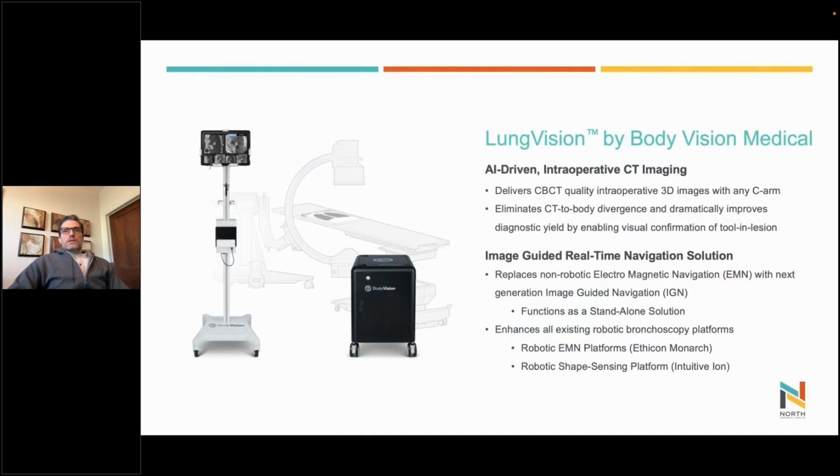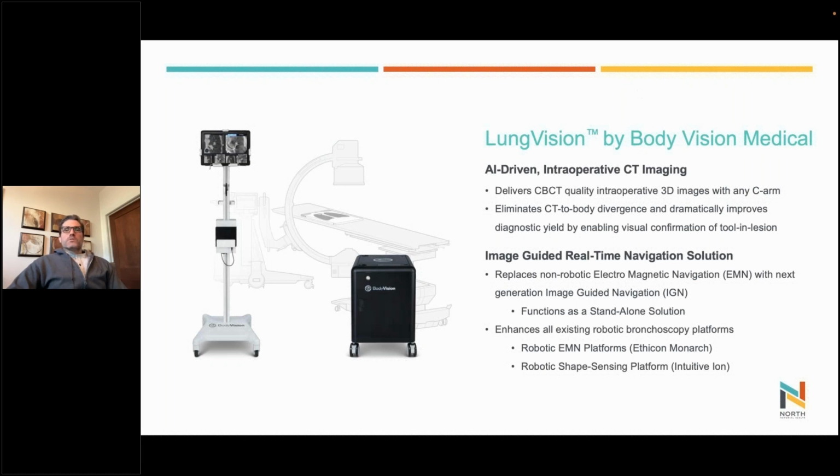So in comes LungVision by Body Vision Medical. It's AI-driven intraoperative CT imaging. It delivers cone beam quality images, but it uses any C-arm that you have in the hospital. It works with literally any platform, and I can speak to that a little later because we have some odd imaging platforms at our institution.